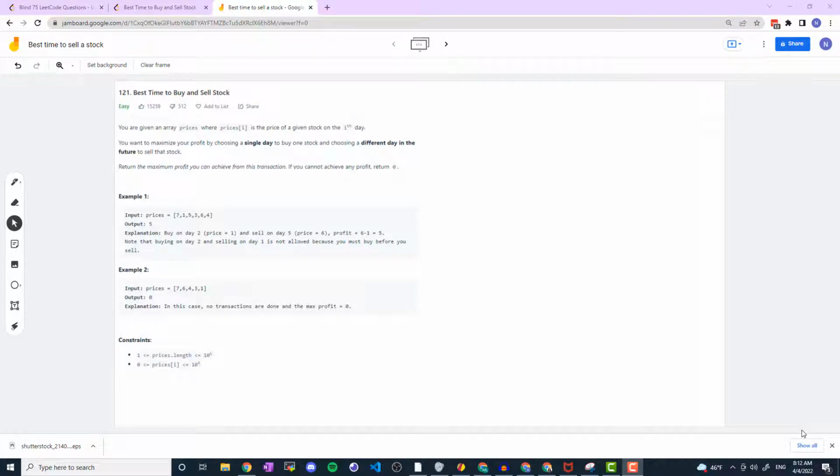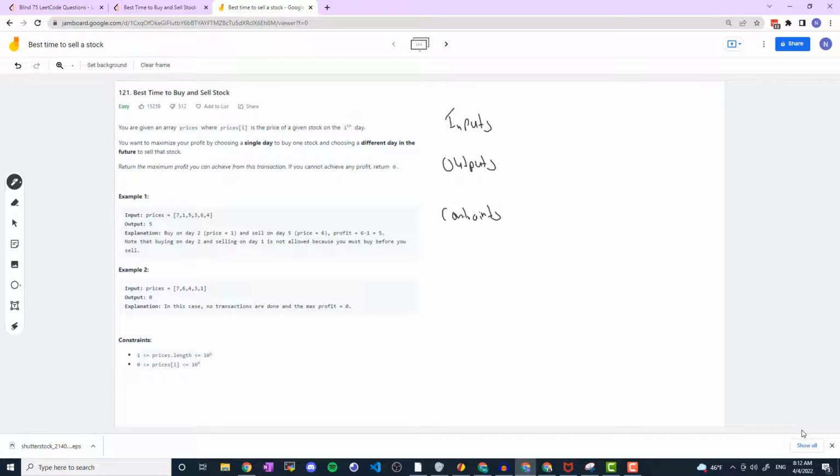Hello, welcome. Today we're going to be discussing exercise number 121 of LeetCode, or the best time to buy and sell a stock. Now, let's see here in the problem description. So, if you remember, we want to make note first of the inputs, outputs, and constraints.